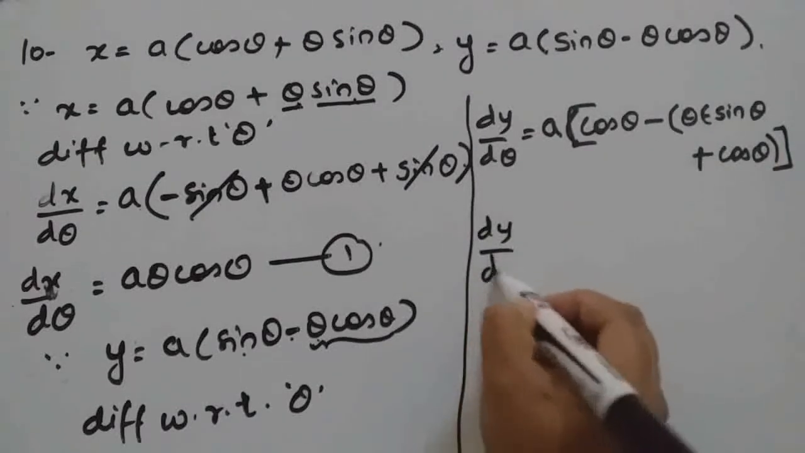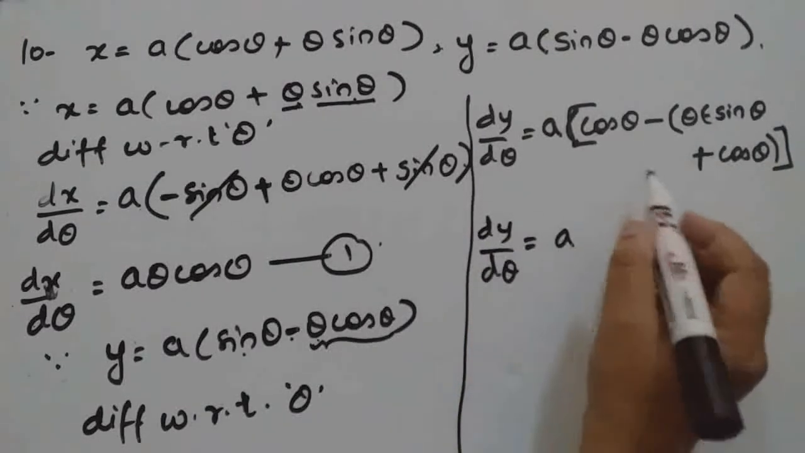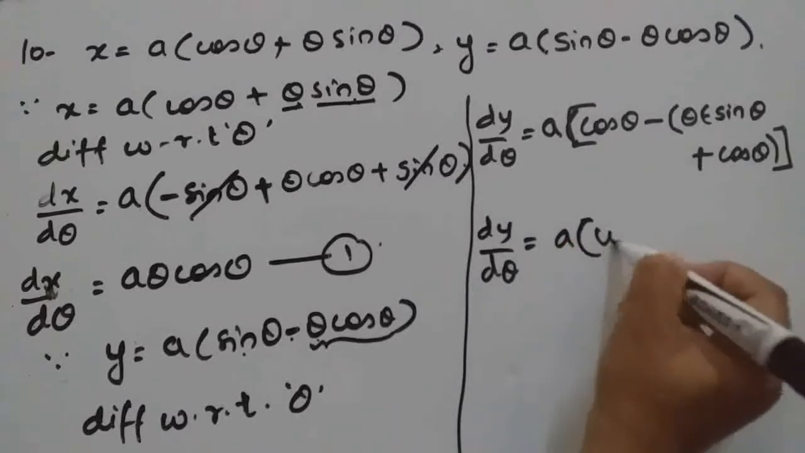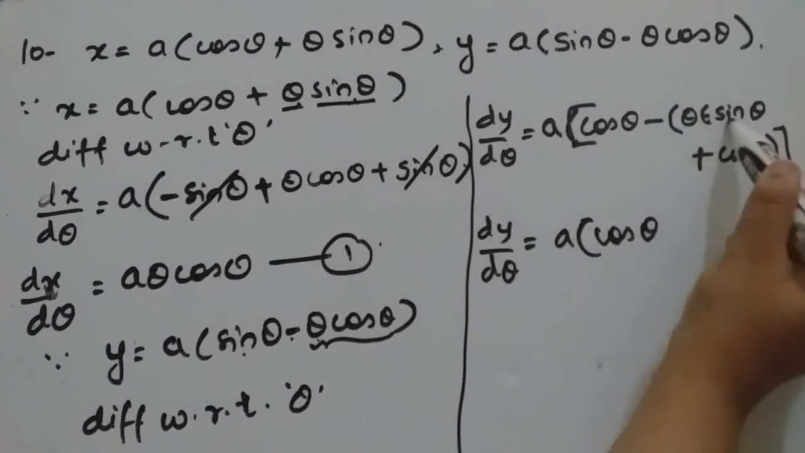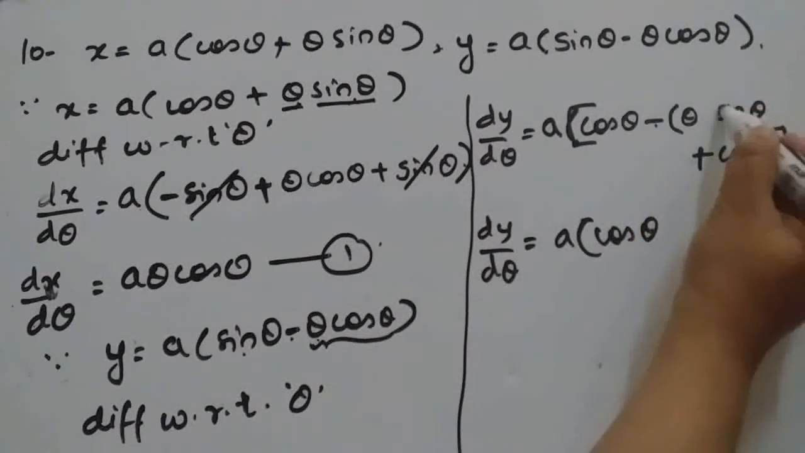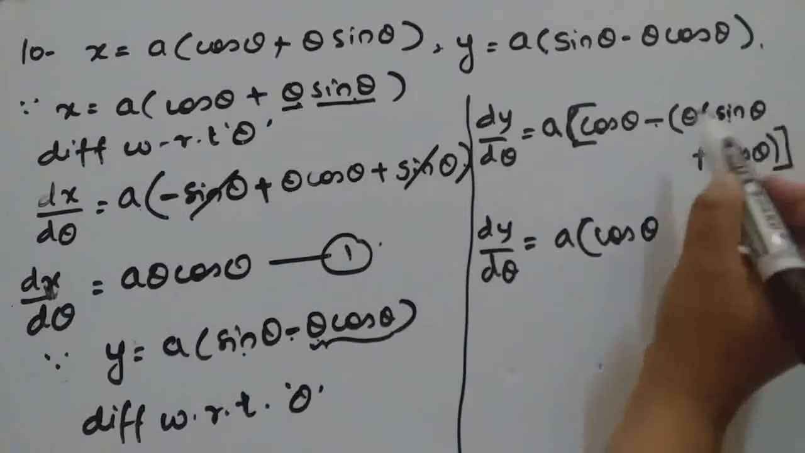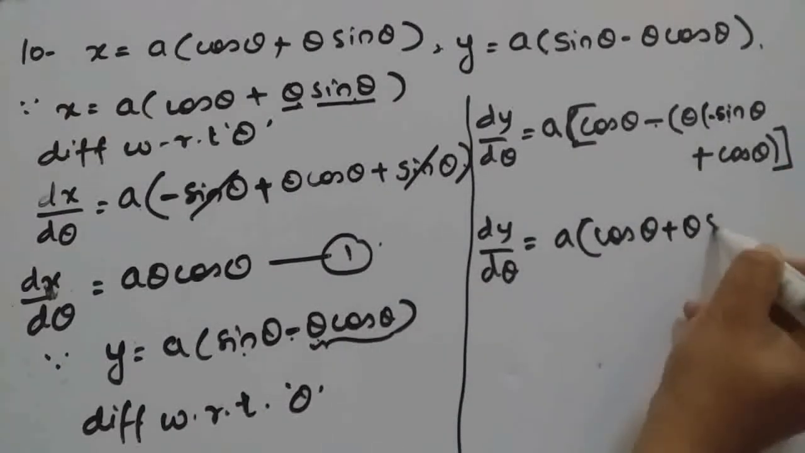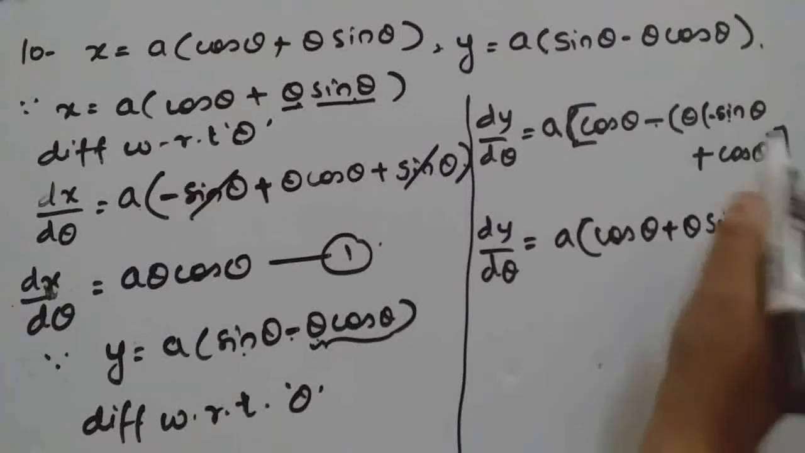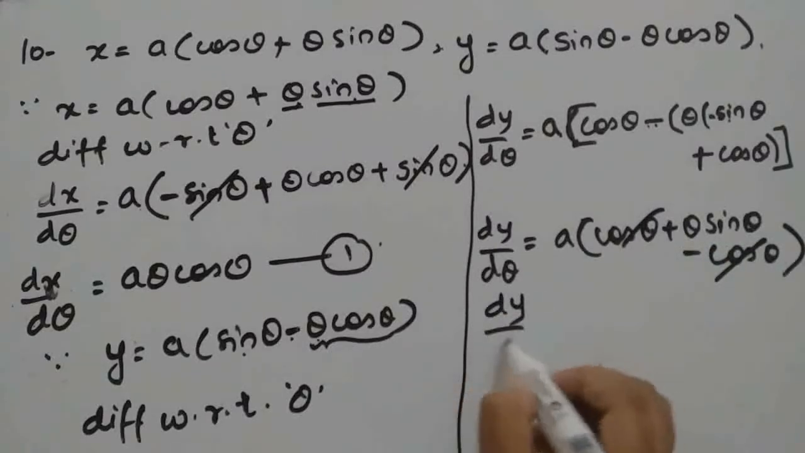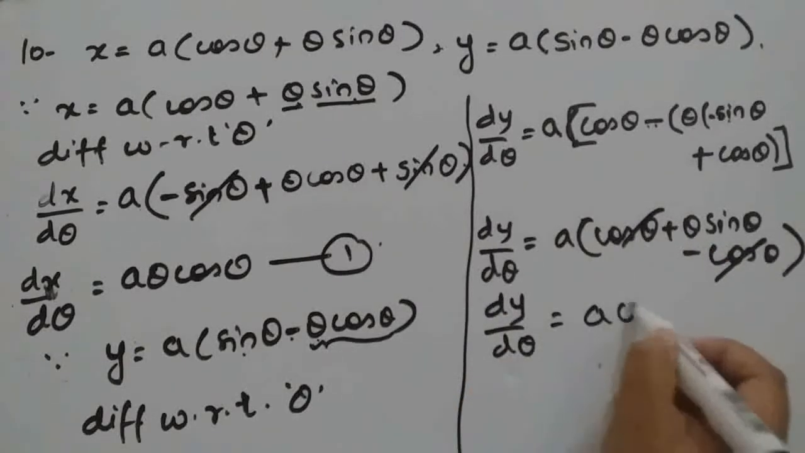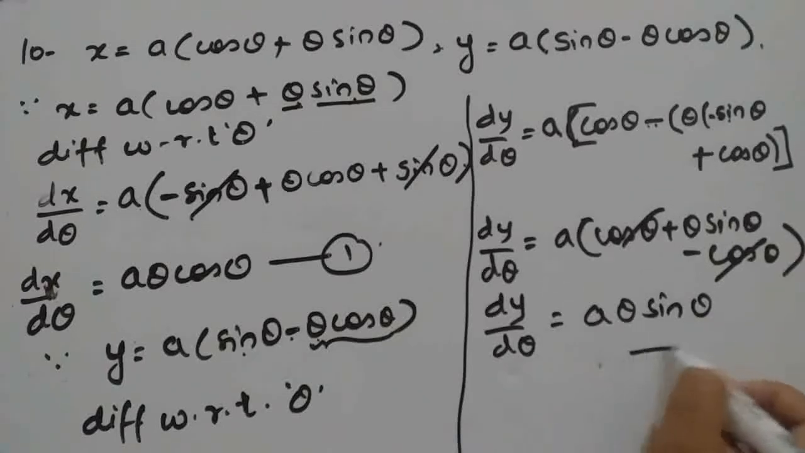So dy by d theta, a, see cos theta. Here see, this is minus theta sin theta and already minus. So minus minus, this is bracket and minus. Minus minus plus theta sin theta and then minus plus minus cos theta. So cos theta will go. dy by d theta is a theta sin theta, which is equation 2.